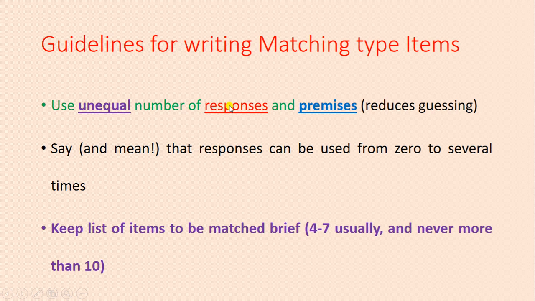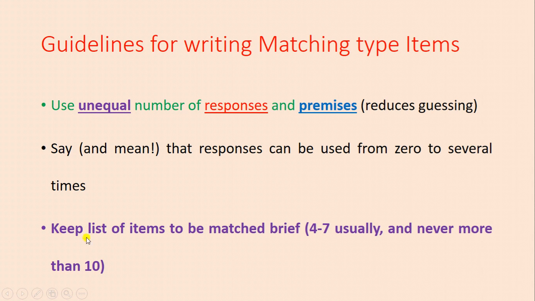So in this way you have to put an unequal number of responses and premises so that they are able to think to match each and every premise with the response every time. Say that responses can be used from 0 to several times. So responses may be used 0 to different numbers of times.